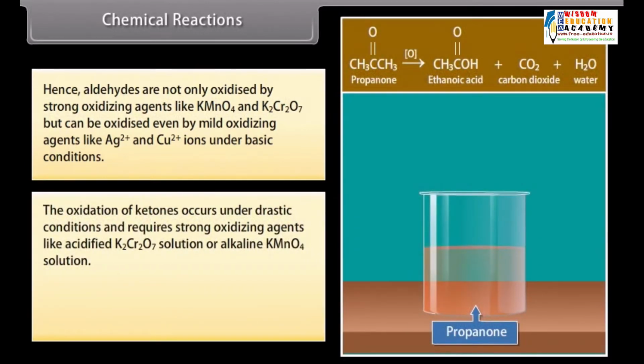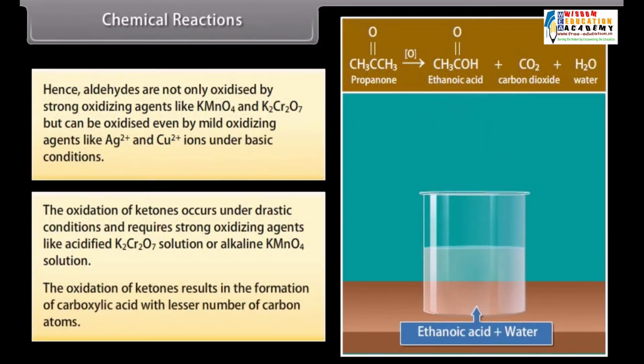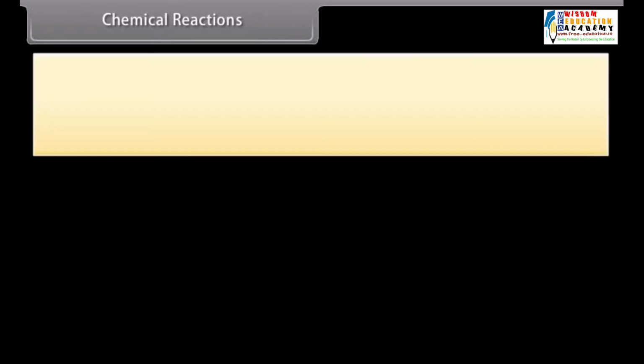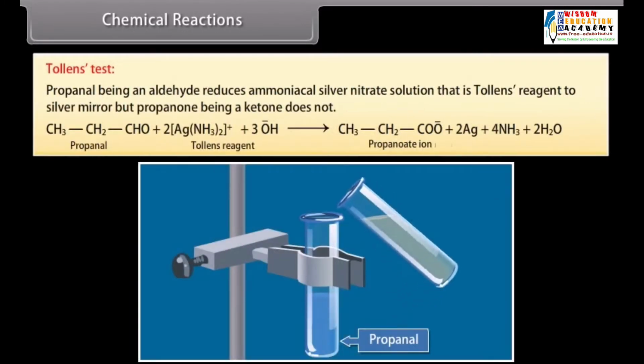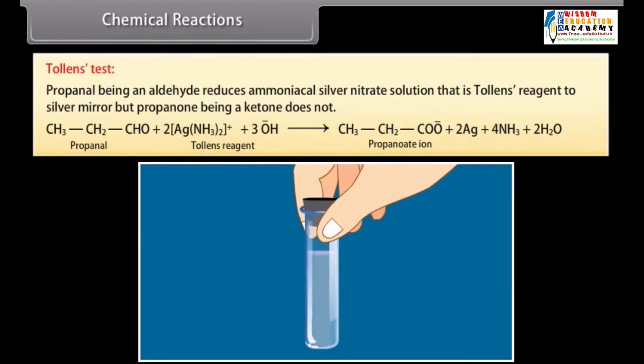The oxidation of ketones occurs under drastic conditions and requires strong oxidizing agents like acidified potassium dichromate solution or alkaline potassium permanganate solution. The oxidation of ketones results in the formation of carboxylic acid with lesser number of carbon atoms. Chemical reactions. Tollens test. Propanal, being an aldehyde, reduces ammoniacal silver nitrate solution, that is Tollens reagent, to silver mirror, but propanone, being a ketone, does not.